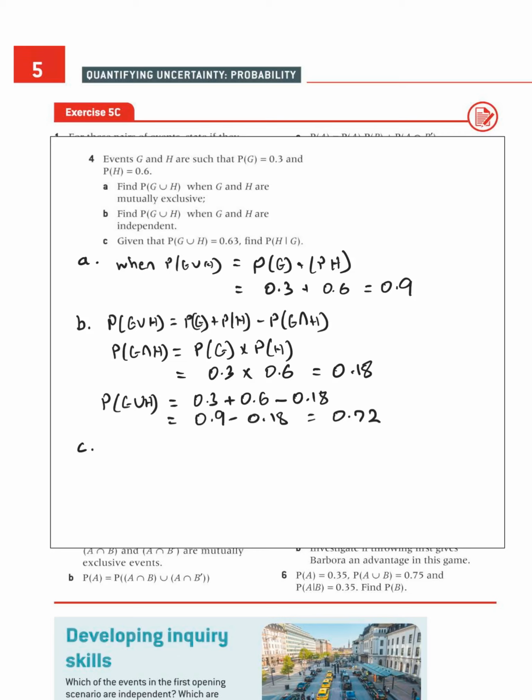Now let's have a look at C. Given that the probability of G union H is 0.63, find the probability of H given G. The probability of H given G is equal to the probability of H intersection G divided by the probability of G.